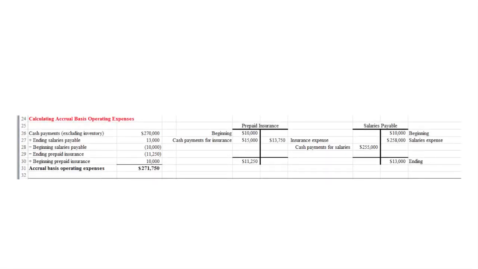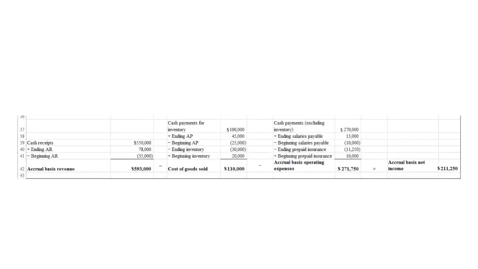We then look at calculating other expenses. We start with cash payments of $270,000. We add in the ending salaries payable. Those are salaries incurred this year; we just haven't paid them yet. The beginning salaries payable is subtracted out. That was incurred last year, but paid out of cash this year. We then take the ending prepaid insurance, and then we adjust it for the beginning. So we have accrual basis operating expenses, and in this case, it's $271,750.